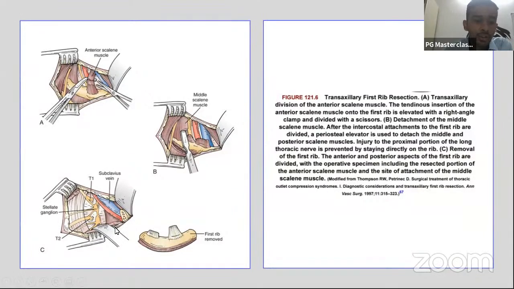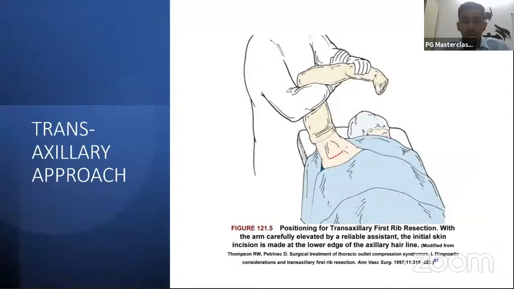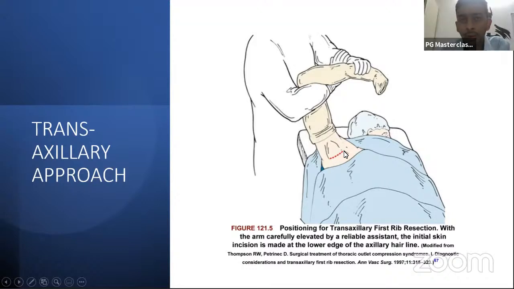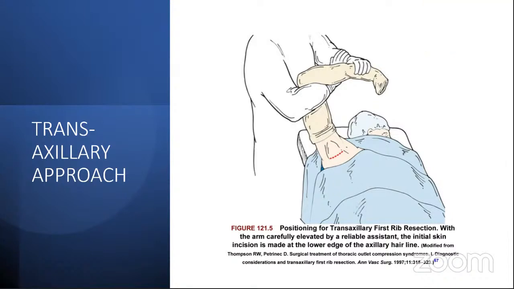So here is the exposure once the rib is resected. What is the incision site? Did you mention anything about it? Sorry, I missed it. Sir, I'll recap that. Between which two muscles is the incision put? The anterior extent is the lateral border of the pectoralis major, and the posterior extent is the medial border of the latissimus dorsi. The incision is at the level of the lower edge of the axillary hairline. Okay. Anything else? Very important point. Don't miss it, because I know that it is not done normally.